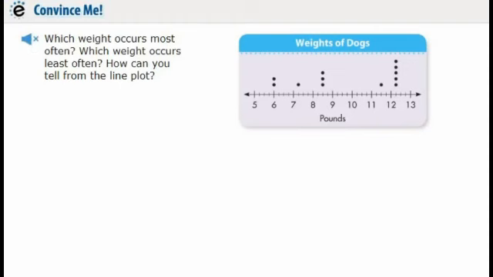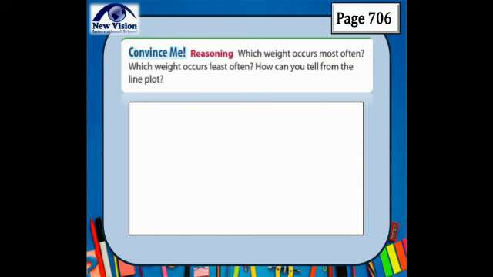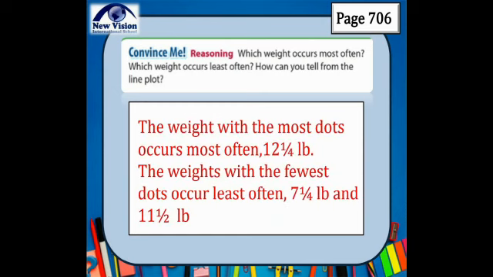Which weight occurs most often? Which weight occurs least often? How can you tell from the line plot? Let's answer convince me. The weight with the most dots, which occurs most often, is 12¼ pounds. And the weights with the fewest dots, which occur least often, are 7¼ pounds and 11½ pounds.